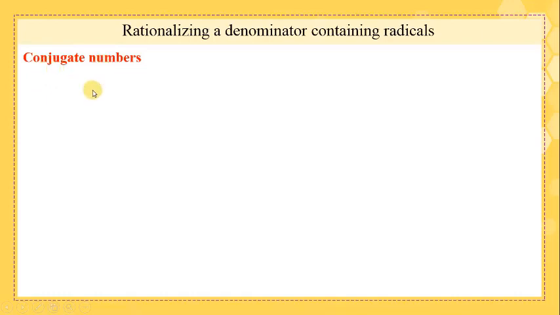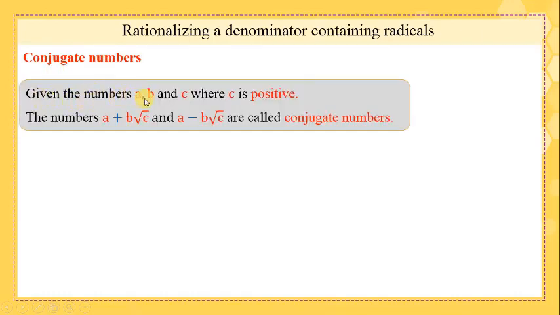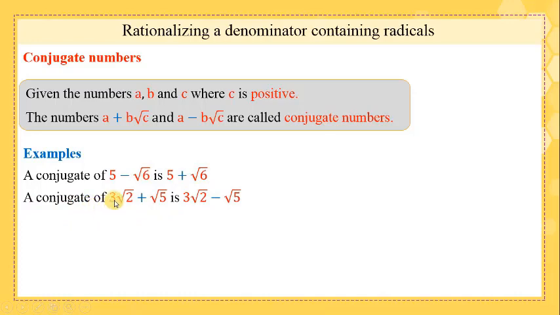Conjugate numbers. Given the numbers a, b and c, where c is positive, the numbers a plus b radical c and a minus b radical c are called conjugate numbers. Examples. A conjugate of 5 minus radical 6 is 5 plus radical 6. A conjugate of 3 radical 2 plus radical 5 is 3 radical 2 minus radical 5. A conjugate of radical 7 is radical 7.